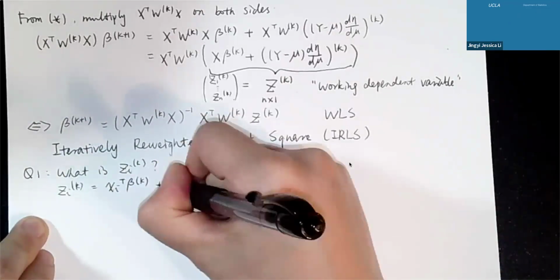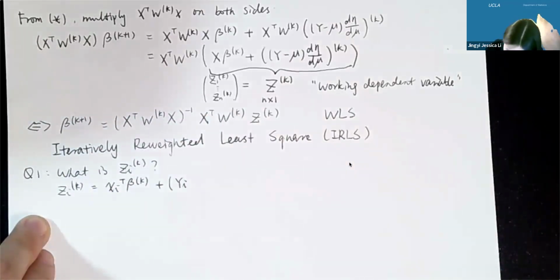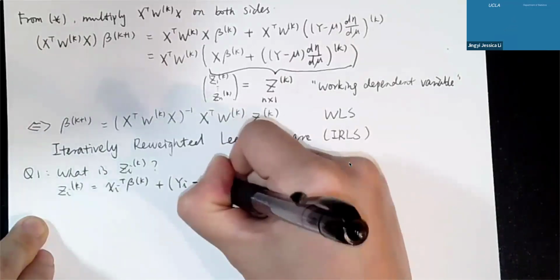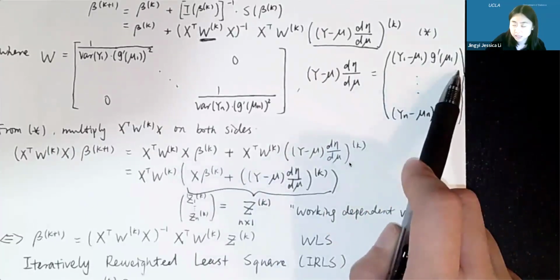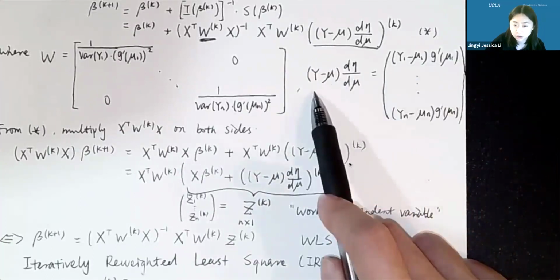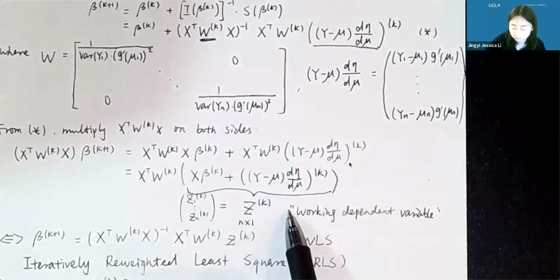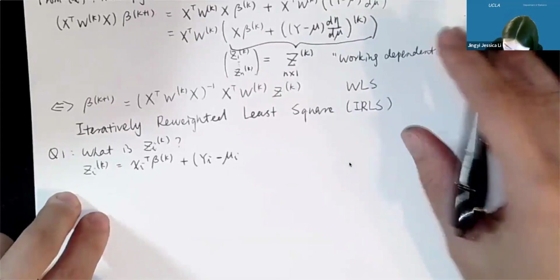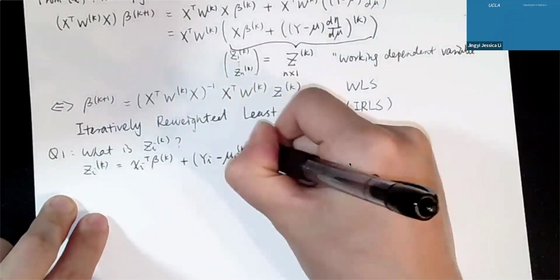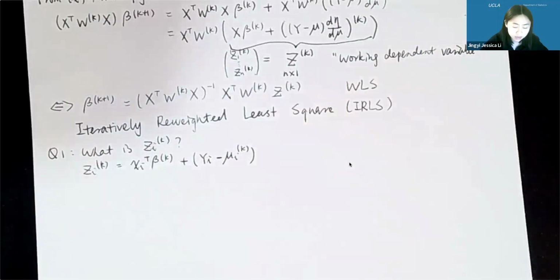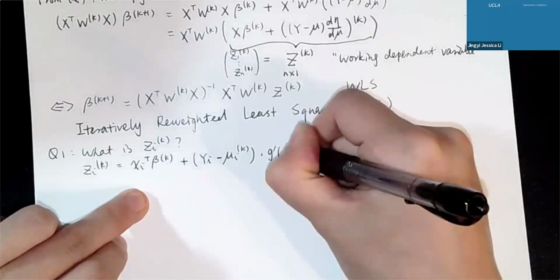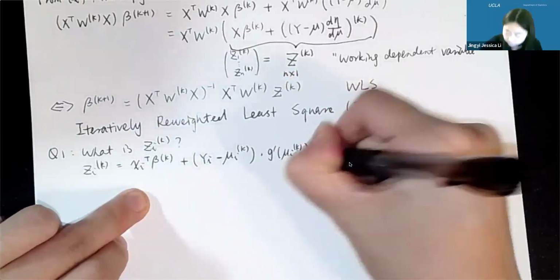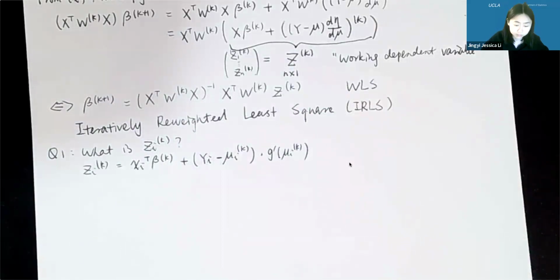plus y_i minus mu_i. So by the definition, scrolling back here, y_i minus mu_i times g prime of mu_i, that's the ith element in this vector. And we have it here. Okay, so it's y_i minus mu_i, but don't forget mu_i should carry the k with it, in the kth iteration, times g prime at mu_i^k.